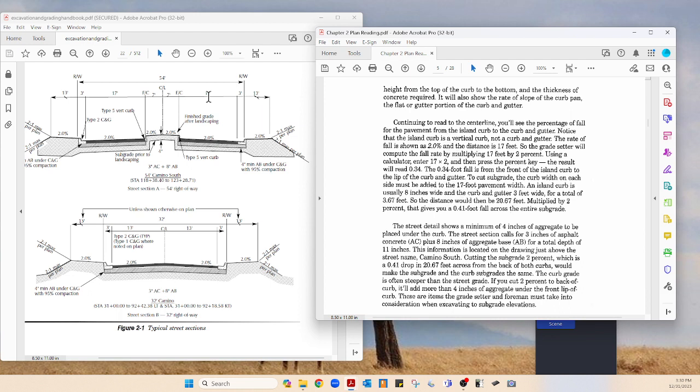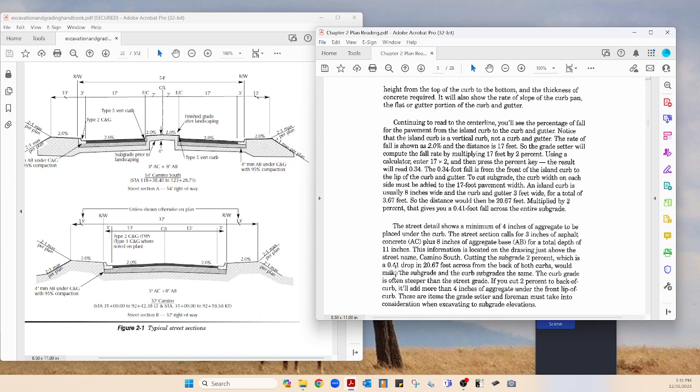Camino South, cutting the subgrade 2%, which is a 0.41 drop in 20.67 feet across from the back of both curbs, would make the subgrade and the curb subgrades the same. The curb grade is often steeper than the street grade. I know what that is. Oh, he's trying to raise this up a little bit, because see here, the curb grade, let's see, the 2% is going to change a little. We've got to have this cut to even the top of this. I think it's what he's talking about.